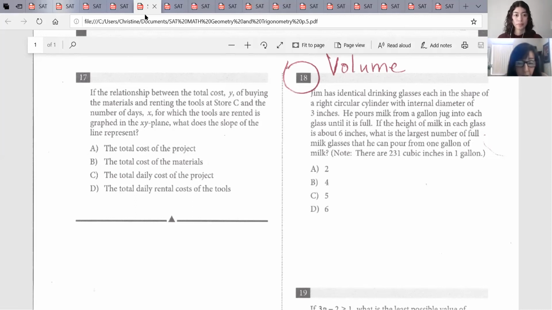If you don't know by heart how to find the volume of a cylinder, it is the area of the base, so pi r squared, which is the circle, times the height. Pi r squared times the height.